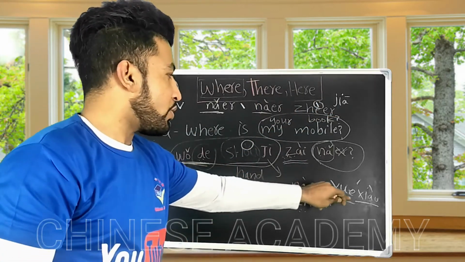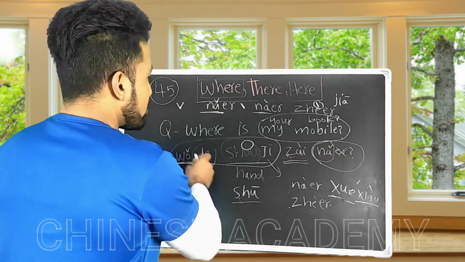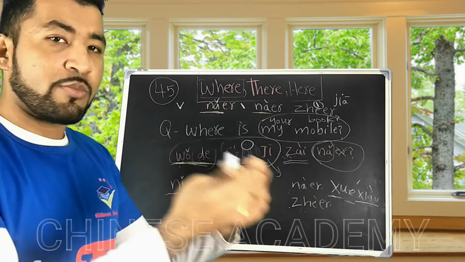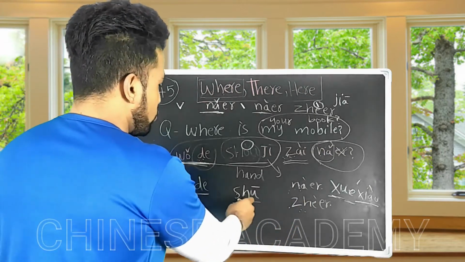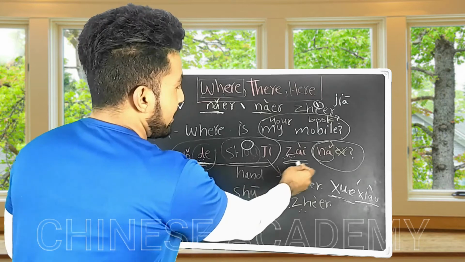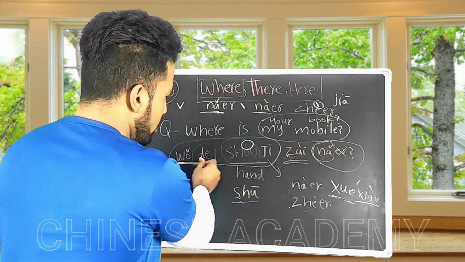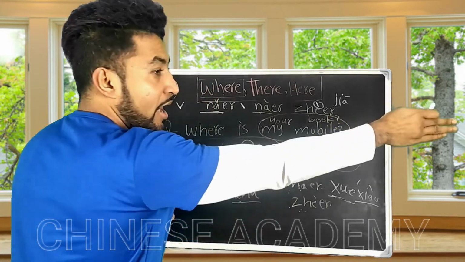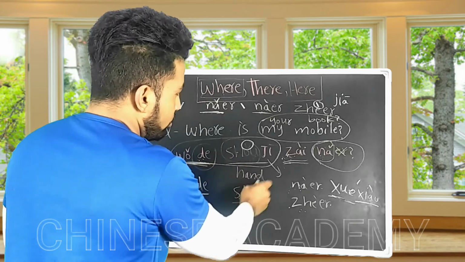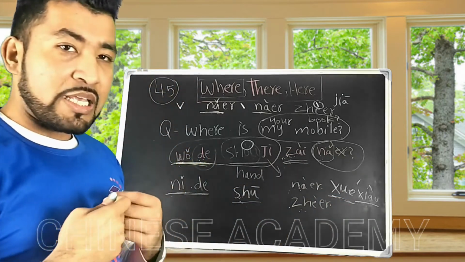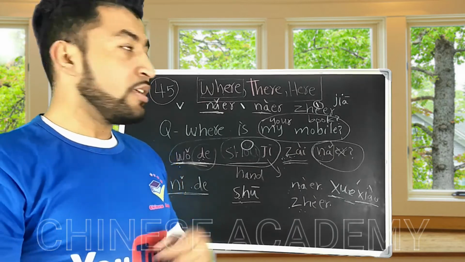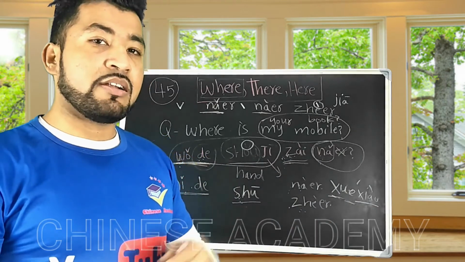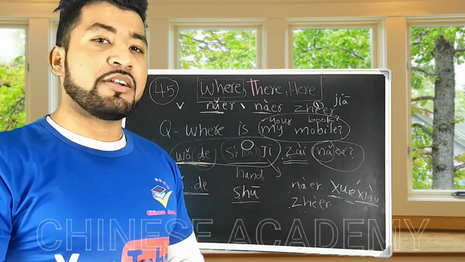And the last one is like we are asking about our book, or maybe we are asking our classmate or friend. 你的书, where is your book? 你的书在哪儿? So you can answer 我的书在这儿, here. 我的书在那儿, there. 我的书在学校, my book is in the school. 哪儿 means where. 那儿 means there. 这儿 means here.